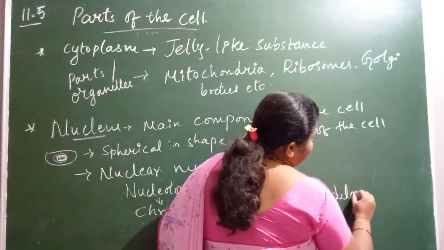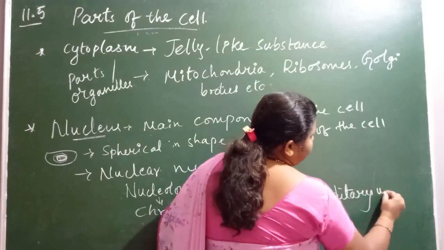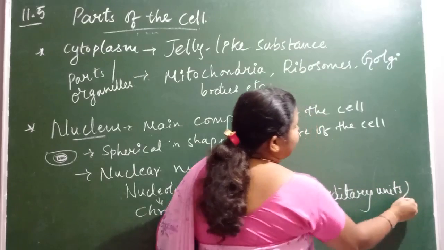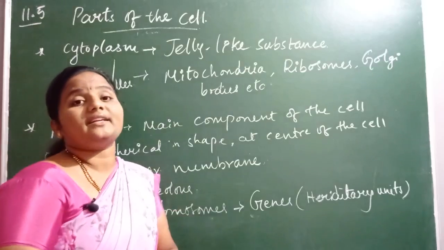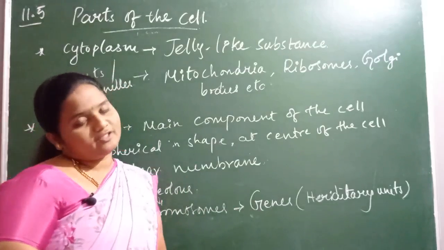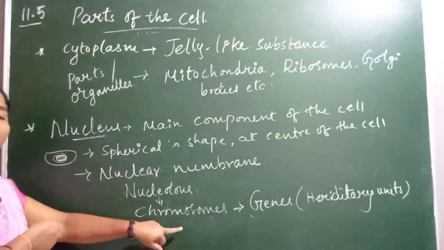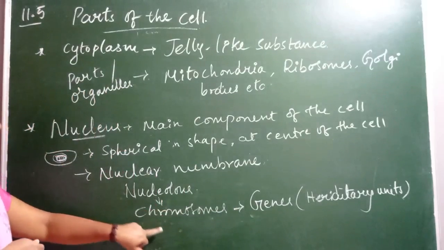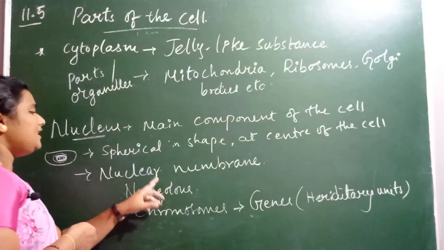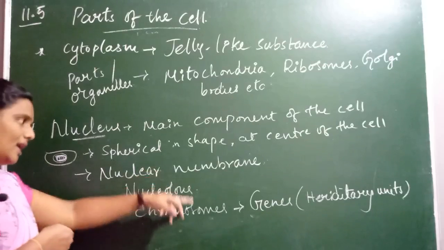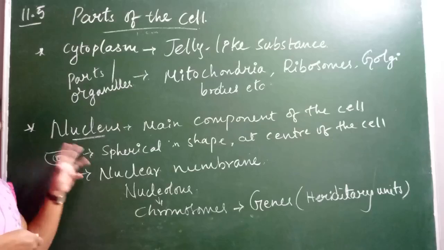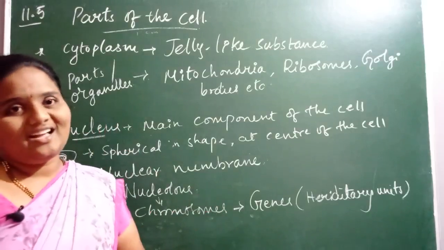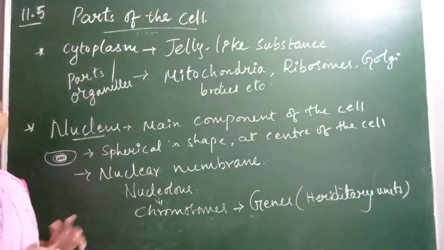Hereditary units. Understand the meaning of a hereditary unit, children. Means they are responsible for transferring the characteristics from parents to their offspring. So the genes are present where? In the chromosome. This chromosome is present in the nucleolus. Nucleolus is surrounded by the nuclear membrane. And this nuclear membrane consists of the nucleus. So children, this is all about the nucleus.